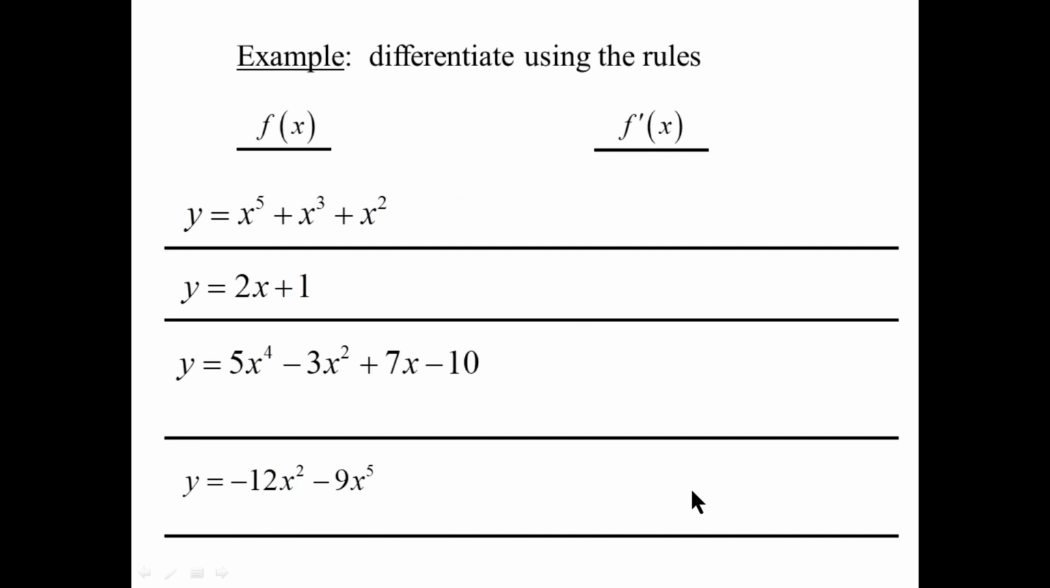Let's get some practice with this. On the left side here, I have several functions, and on the right side, we'll fill in the derivatives, f prime of x. So if f of x equals x to the 5th plus x to the 3 plus x to the 2, then f prime of x is, the 5 comes out front and then reduces by 1. So 5x to the 4, and then 3x to the 2, and 2x to the 1 with these signs. This is the derivative.